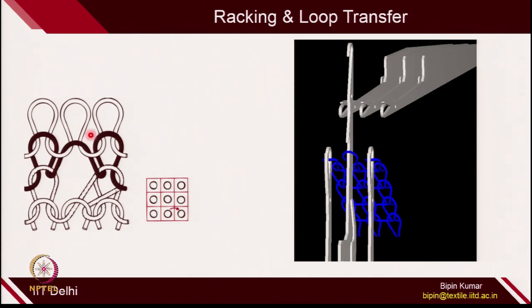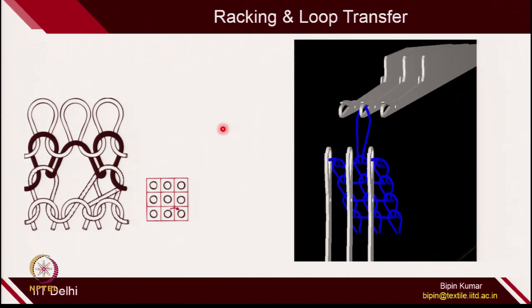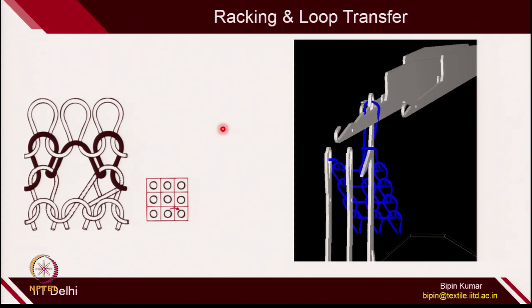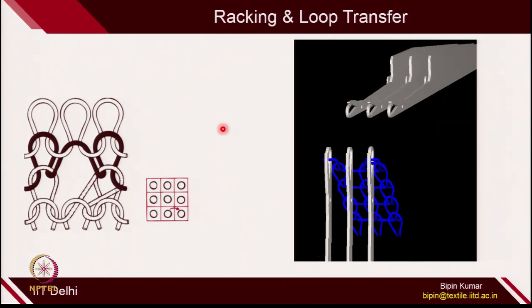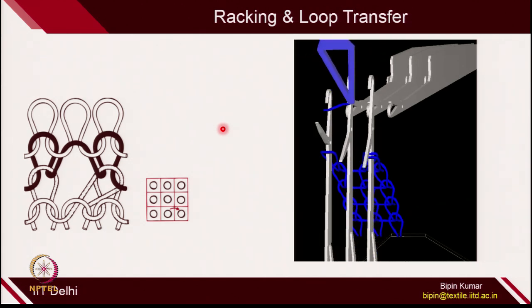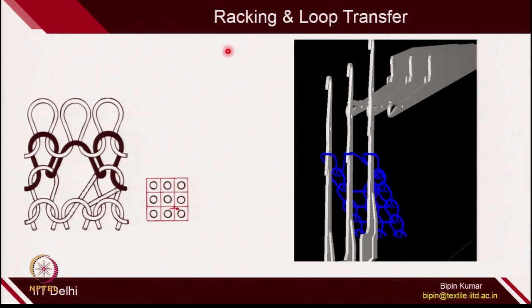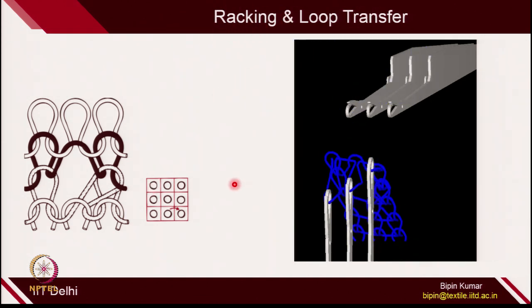Once I cover the design aspects, I will talk more about loop transfer on particular machines, but at this moment you can imagine loop transfer is very important from a design perspective. Unfortunately, on a manual V-bed machine this type of function is not there. In advanced knitting machines you can have the possibility of both racking and loop transfer together to create whatever design.